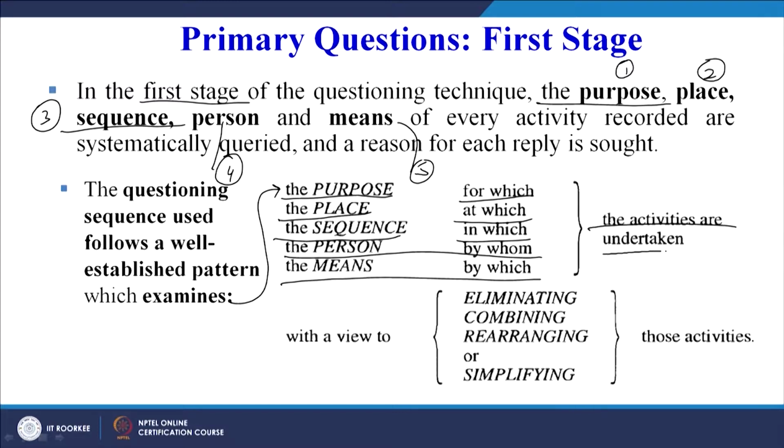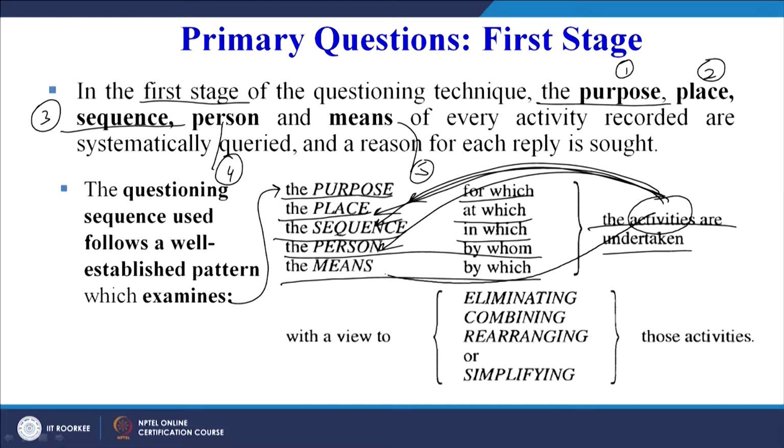So for an activity, we are trying to focus on the purpose of the activity, on the place of the activity, on the sequence of the activity, then on the person who is responsible, and then on the means by which the activity is being done. So we are trying to focus on the current method of doing the activity along with the person responsible for doing that activity, along with the location where the activity is being done.